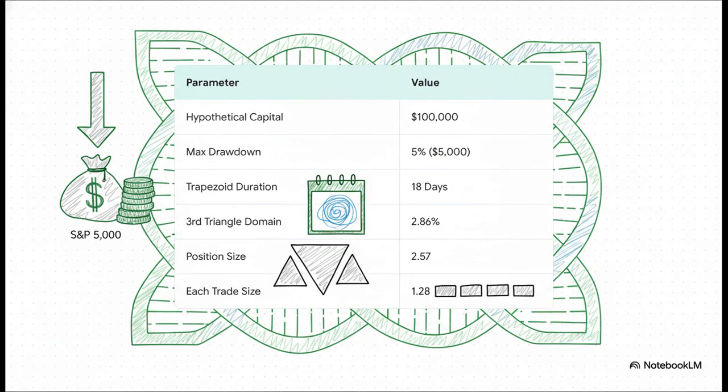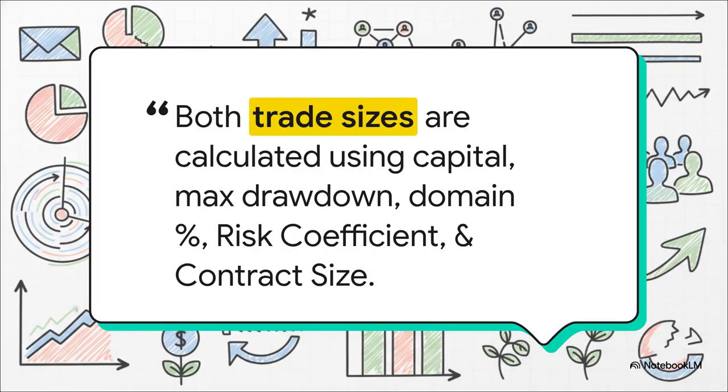Now, this is where it gets really specific. Before anything even happens, the risk parameters are all laid out. They use a hypothetical scenario. Let's say you start with 100 grand. The system sets a hard stop, a max drawdown of 5%. It also defines other key variables, like the 18-day duration for the trapezoid, and it even calculates the specific trade sizes. So, that naturally leads to the question: how are those trade sizes actually determined?